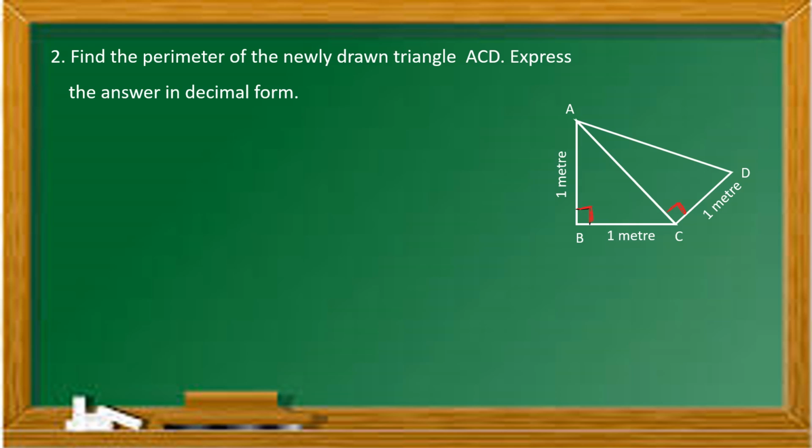In the figure, as you can see, we have two right triangles. And what we need to find? We need to find the perimeter of the newly drawn triangle ACD. How will you find?